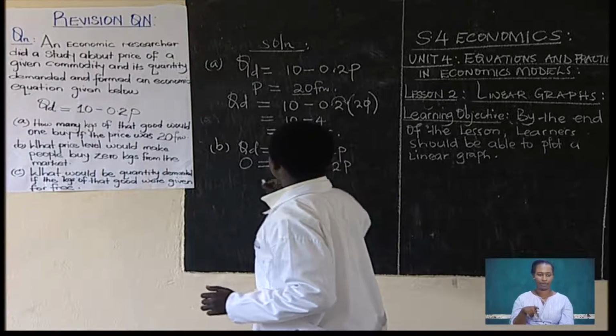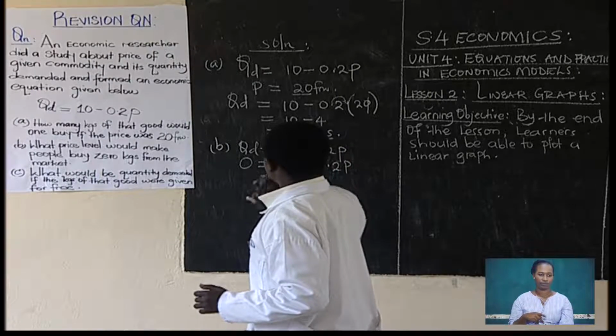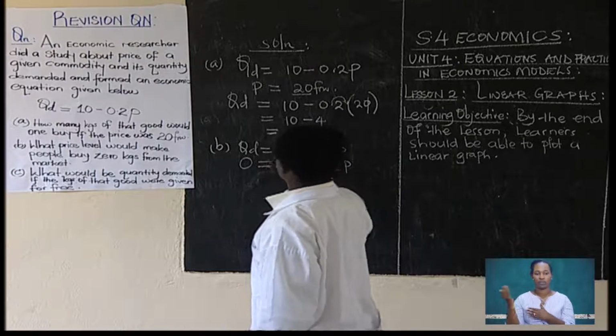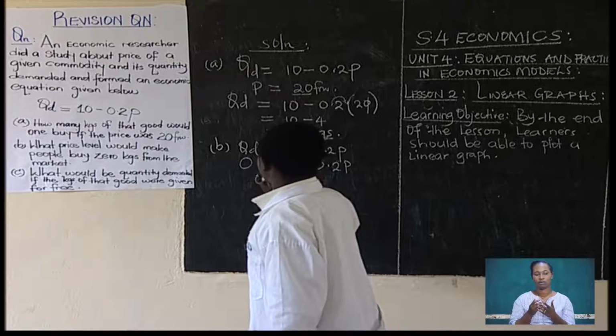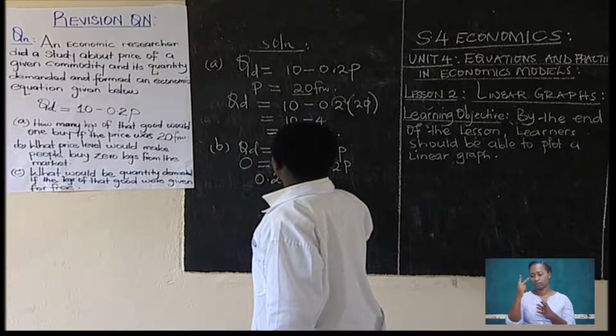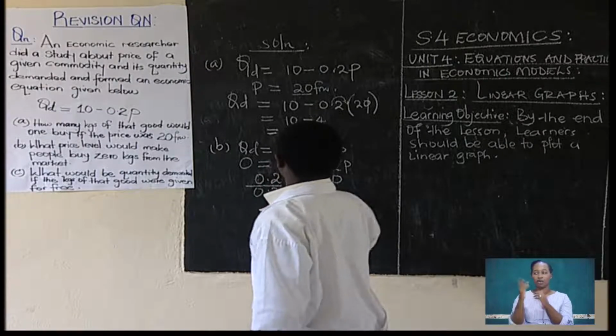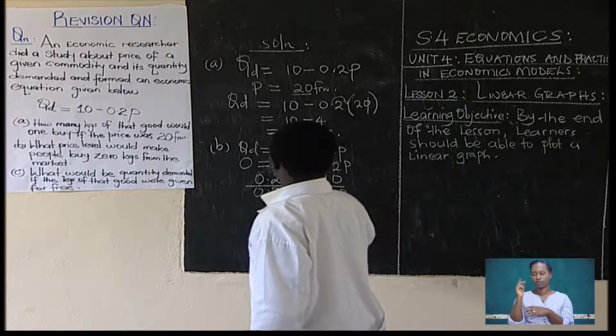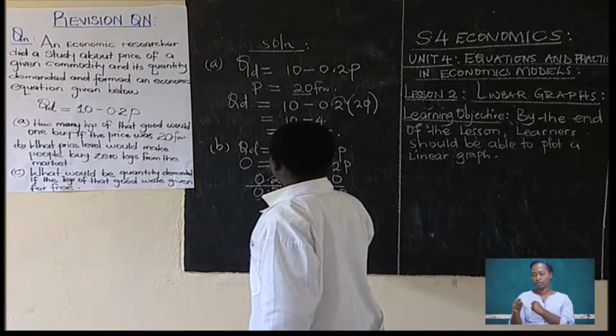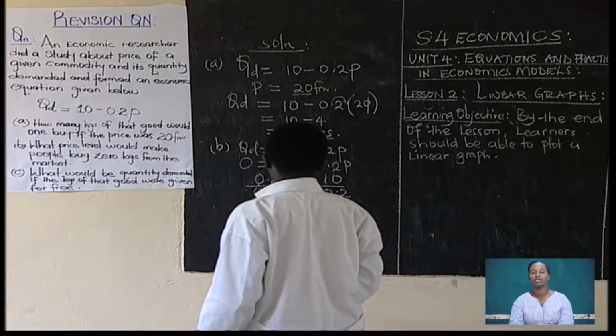They want this price. So if you bring this to the other side, you can have 0.2P equaling 10. So you divide by 0.2. When you get 10 and you divide by 0.2, when you get your calculator, what will you get? What will be this price level?